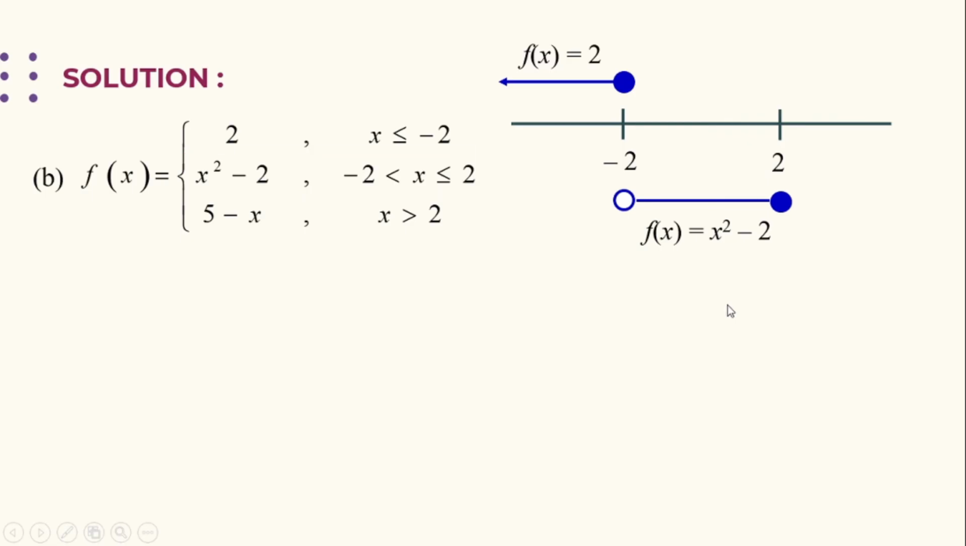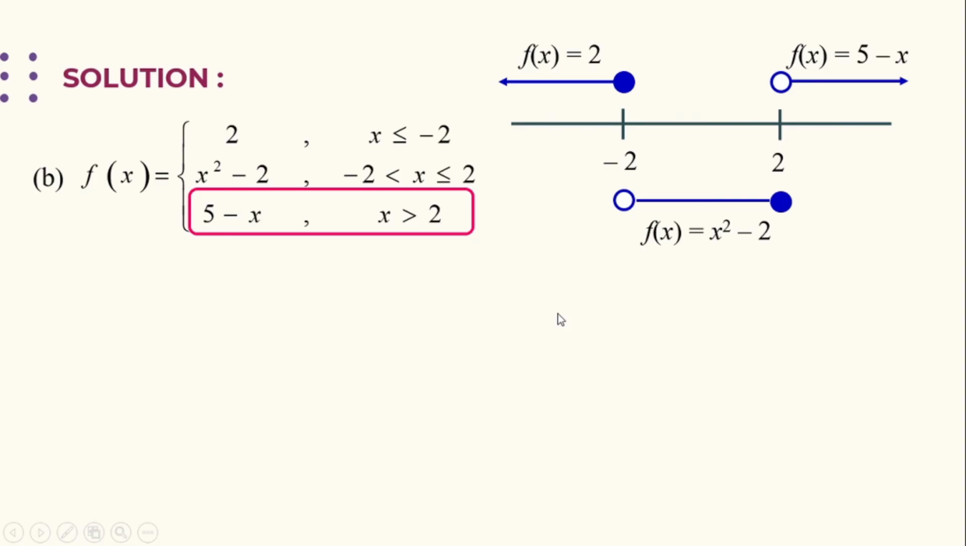And the third function is defined when x is greater than 2. So the arrow line is showing greater than 2. It is an empty circle because here is no equal. And the function is 5 minus x. Actually, this number line is not compulsory. It is just to prevent us from choosing the wrong functions when we want to find a one-sided limit. Because when you draw this number line, it is really clear which function we should choose when we want to find the right hand limit or the left hand limit.